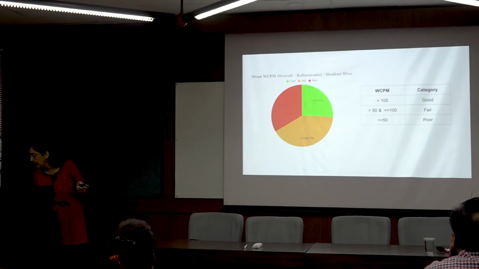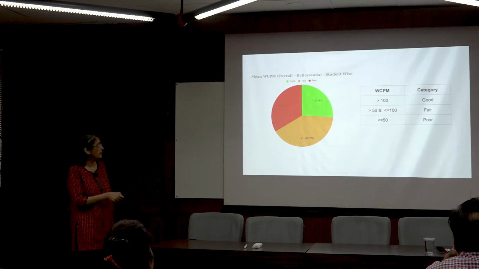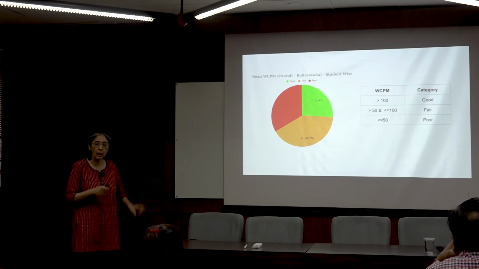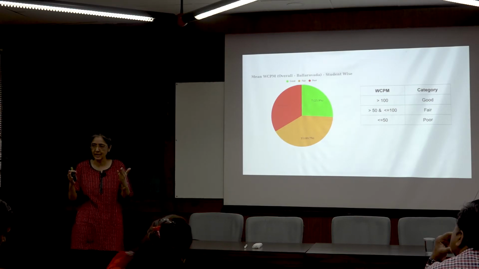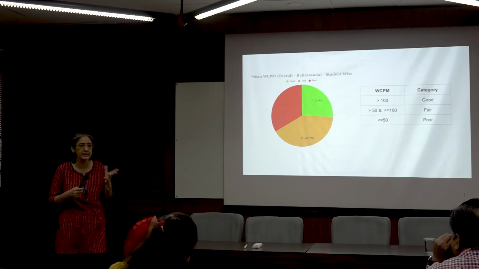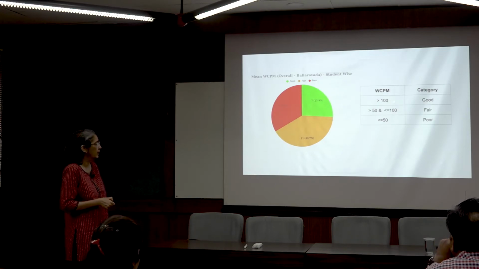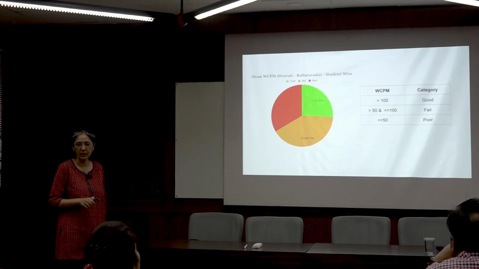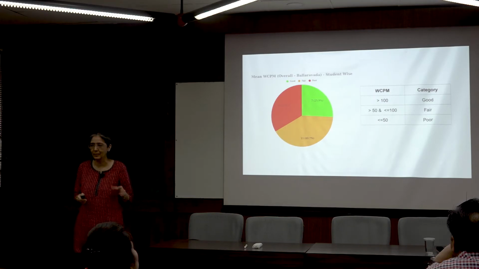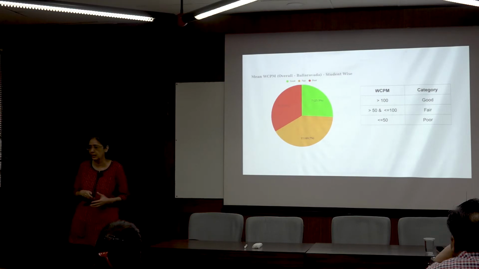To get some understanding of words correct per minute, you count the correct words, and then you count the duration it takes to read the whole passage. So that's words correct per minute. More than 100 words correct per minute is considered good. Between 50 and 100 is fair, and below 50 is poor. You cannot understand the child at all because it's so slow and so few words are correct.